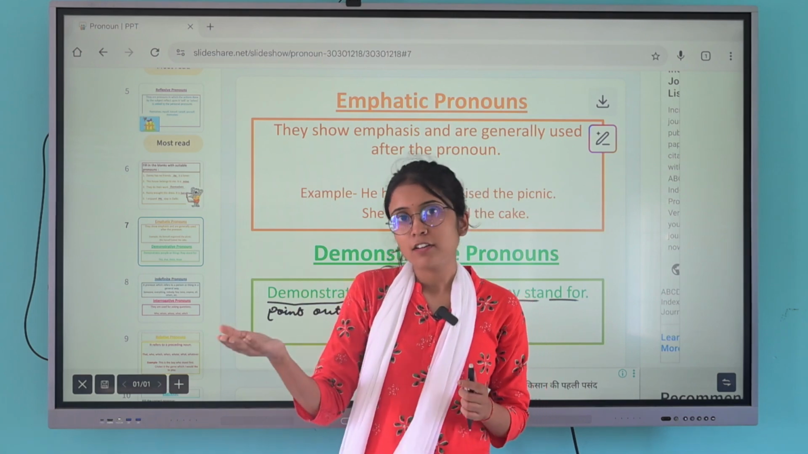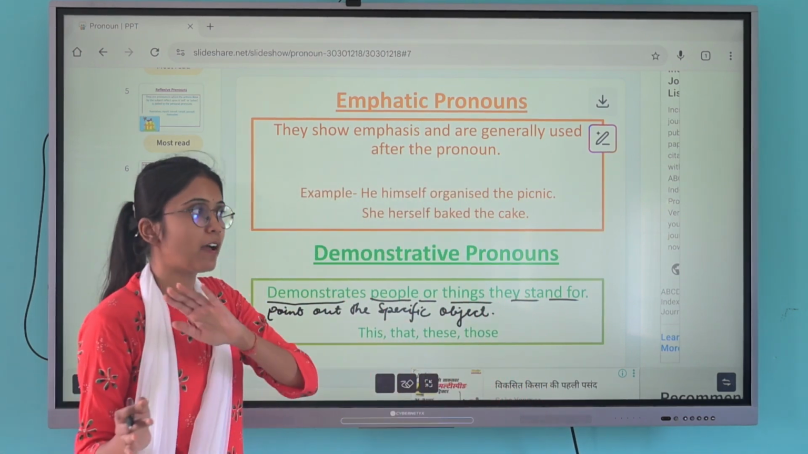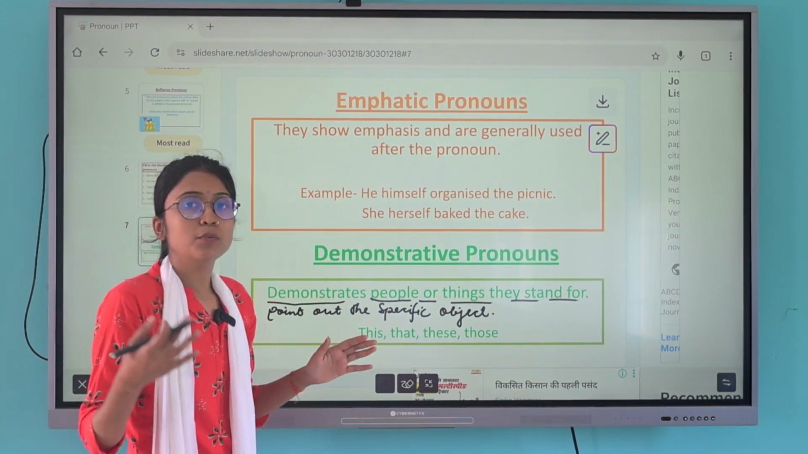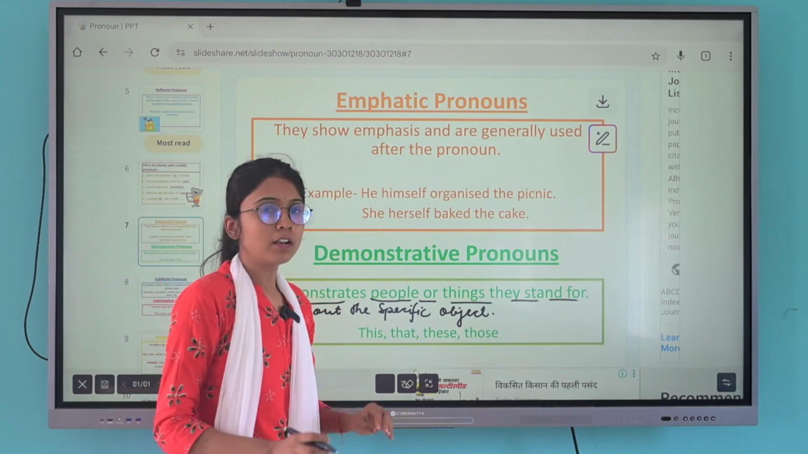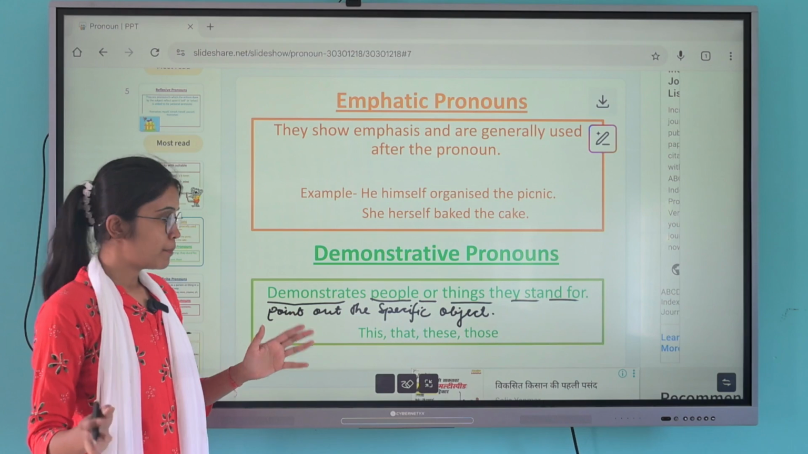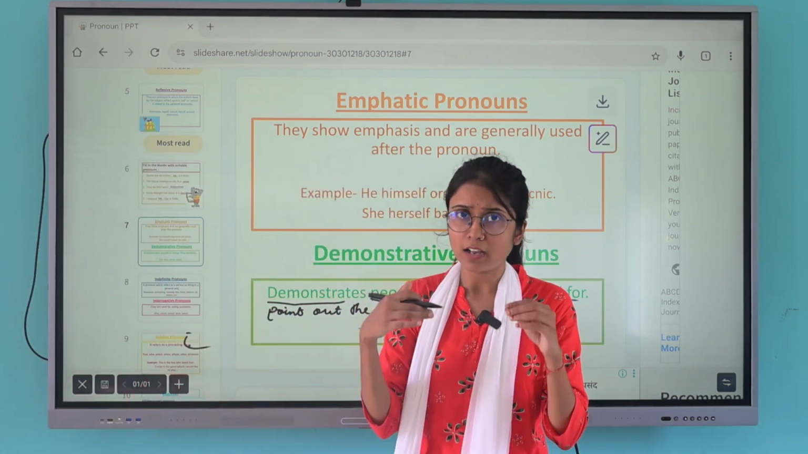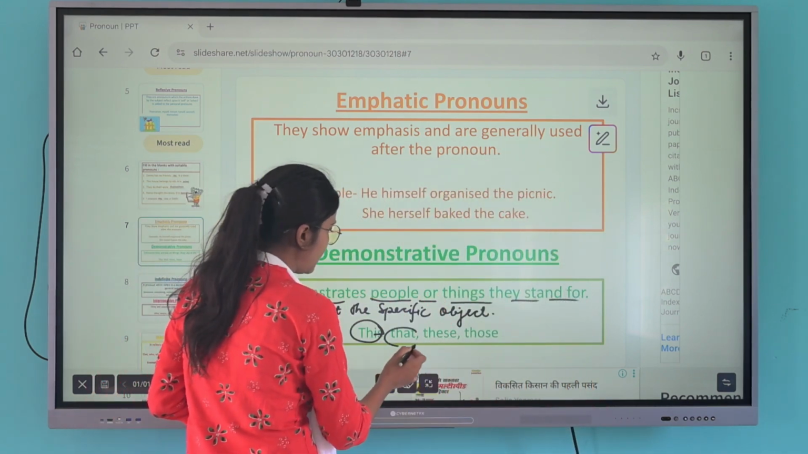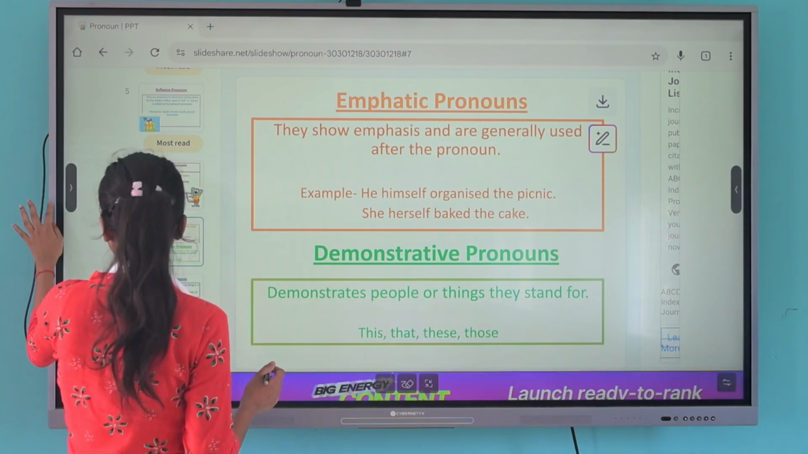That chair is yours. So this, that, these, those. These flowers are beautiful. Those chairs, these chairs, that fan. So if we point out any object, that is included in demonstrative pronoun. The examples are this, that, these, those. Let's move towards the next type of pronoun.